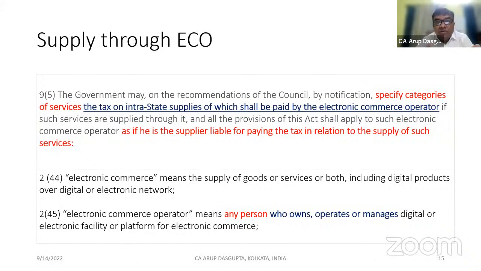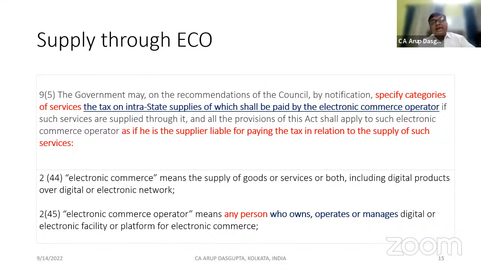So it is the Swiggy of the world, Oyos of the world, okay, and the Urban Pros of the world. So what is happening here is that essentially it's an electronic commerce operator, means who owns, operates or manages digital electronic facility or platform for electronic commerce. So इसमें क्या होगा? Whoever is giving the supply, the supplier will not raise the tax invoice. The tax invoice will be raised by the e-commerce operator, and they will be making the payment of the tax.